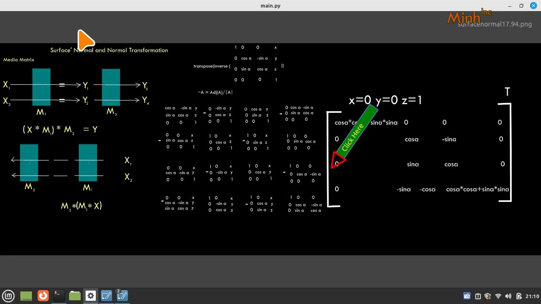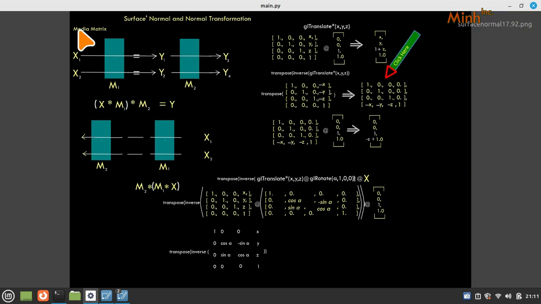Okay, so if I get the cofactor of this entity, then I have to do the transpose. Now I have taken x equal to 0 and y equal to 0, z equal to 1. This is what we want. So we are calculating for x0, y0 and z.